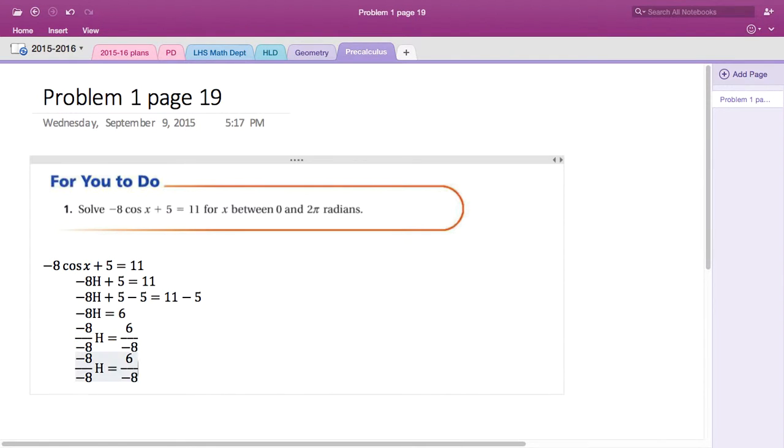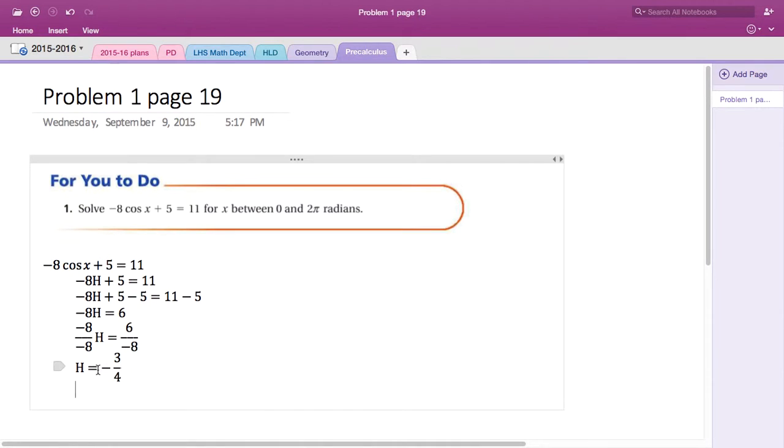That's an algebra 1 skill, right? Negative 8 divided by negative 8 is 1. This guy, 2 can divide both numbers, so 6 divided by 2, and this guy divided by 4. I'm just going to put this negative sign in front. So, h equals negative 3/4.